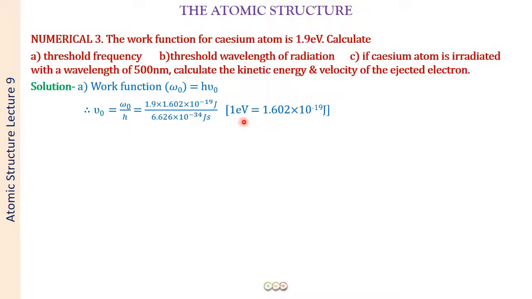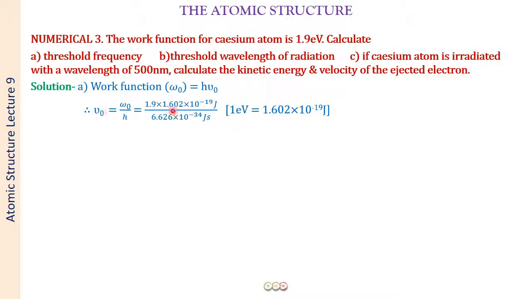1 electron volt is 1.602 into 10 power minus 19 joules. So the potential of 1 volt and the charge on the electron forms the energy, right? So this is 1.602 into 10 power minus 19, the charge on the electron, multiplied by 1 volt. So this becomes 1.602 into 10 power minus 19 joules.